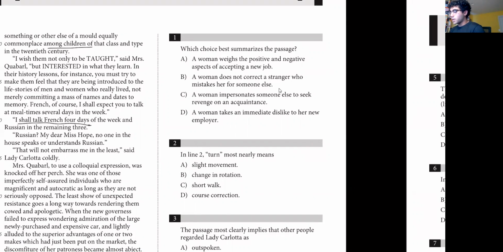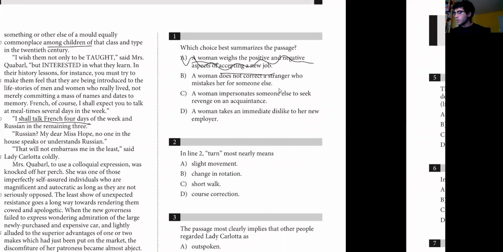A, a woman weighs the positive and negative aspects of accepting a new job. Although there are fragments of this which are right, a woman, obviously Lady Carlotta, and then accepting a new job, right? So basically, this is a new responsibility, a new job. But one thing is that it's not really her job, and nor did she ever weigh the positive or negative aspects. She was like, if I must, I must. So obviously, A is not right because that's not what happened.